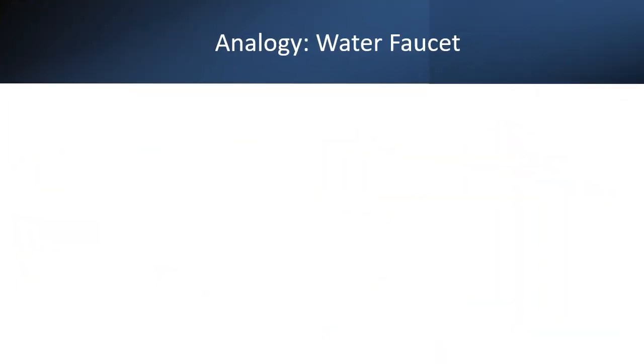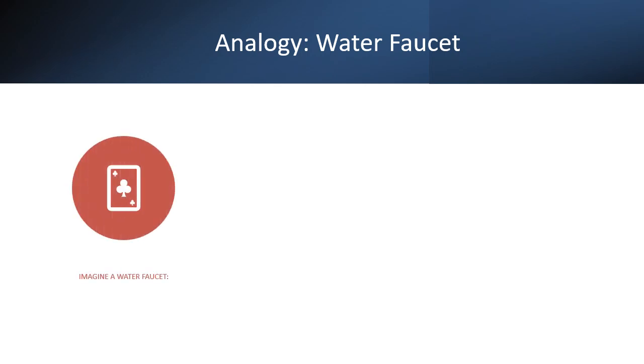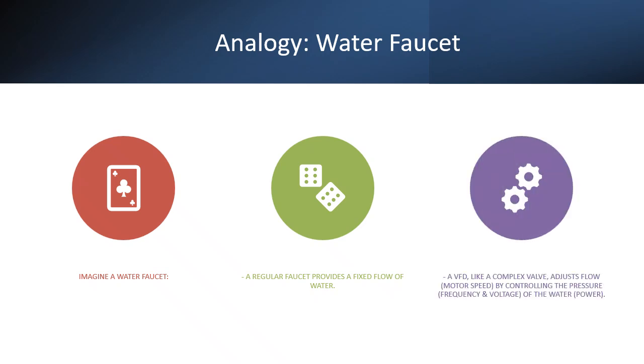In simpler terms, imagine a water faucet. A regular faucet provides a fixed flow of water. A VFD, like a complex valve, can adjust the flow, motor speed, by controlling the pressure, frequency and voltage of the water, power, coming from the source, power supply.